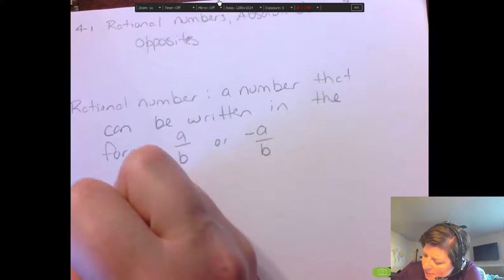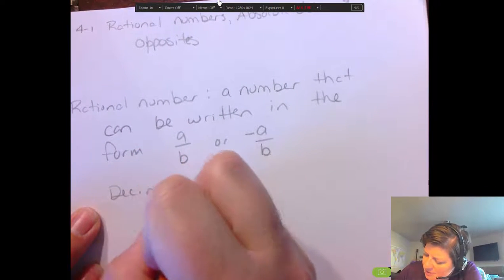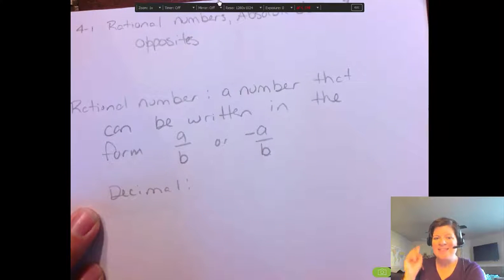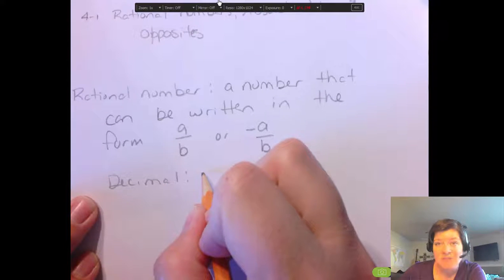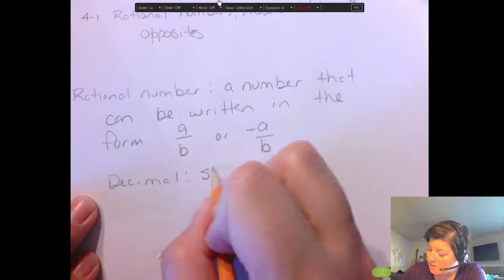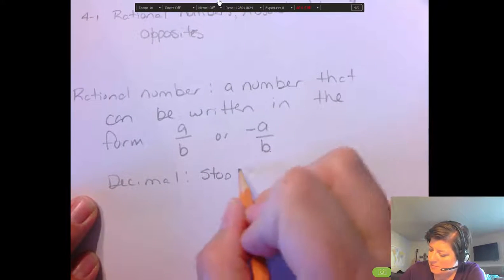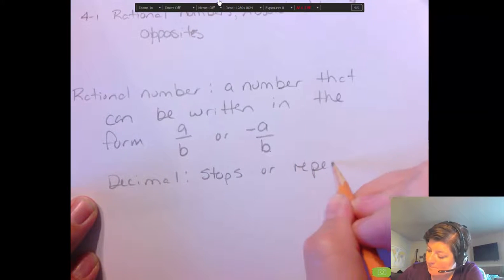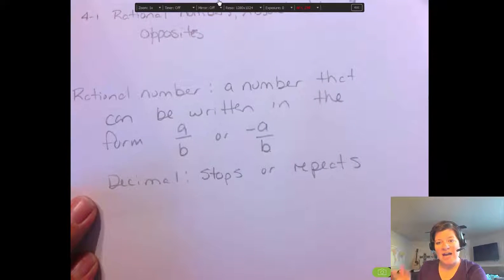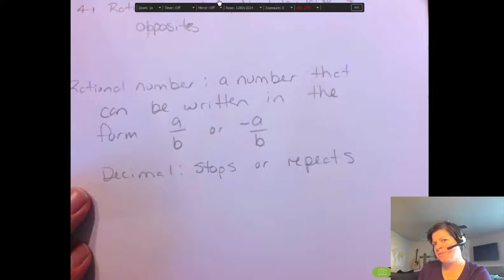So I'm going to write that for you. It's not in the book, so we don't really go over it real well, but the decimal terminates or stops or repeats. So it either stops or repeats. So let's look at a couple different rational numbers.